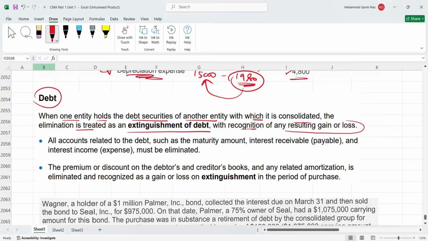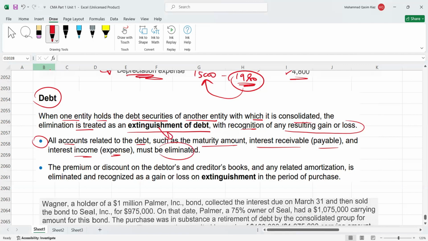I'm just telling you. So this note you have to remember: all accounts related to debt, such as maturity amount, interest receivables or interest payables, and interest income or expense. Because if one company has to pay interest, the other has to receive. For one it is expense, for the other it is income, right? So all these things must be eliminated. This is what is extinguishment of debt.